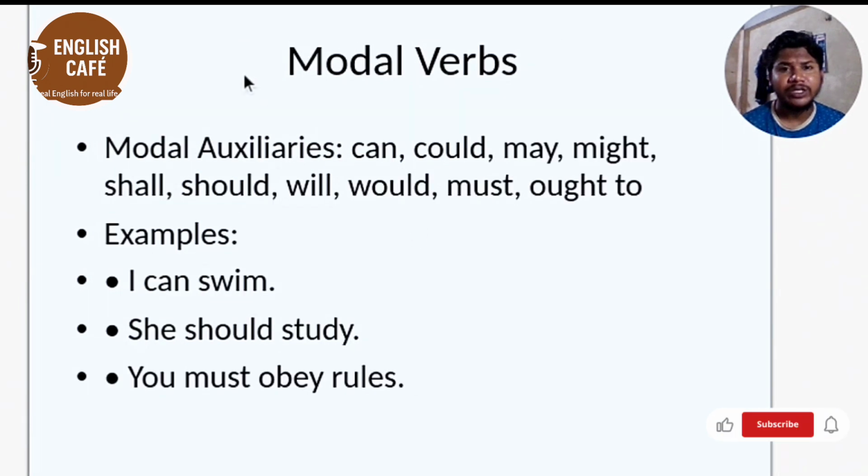And now we are going to learn the modal verbs. So here are some modal auxiliaries, that is can, could, may, might, shall, should, will, would, must, ought to. Some examples made on the modal verbs, that is I can swim, he should study, you must obey rules.